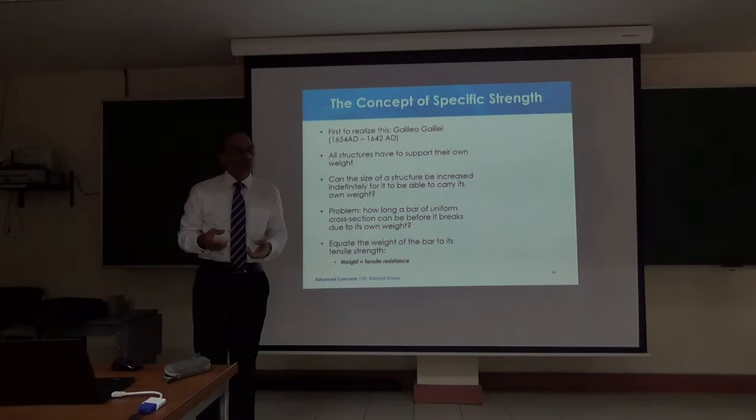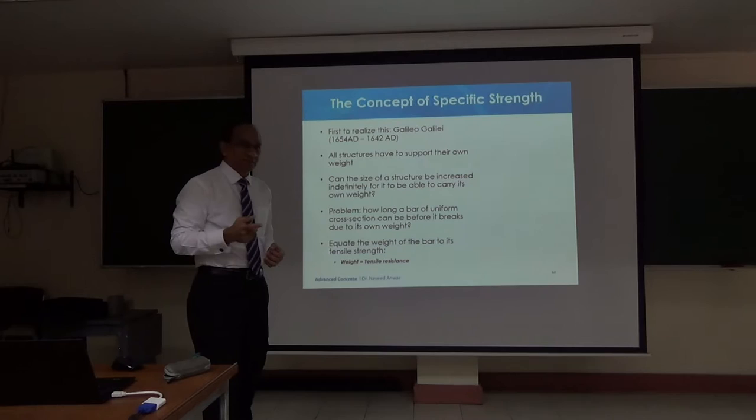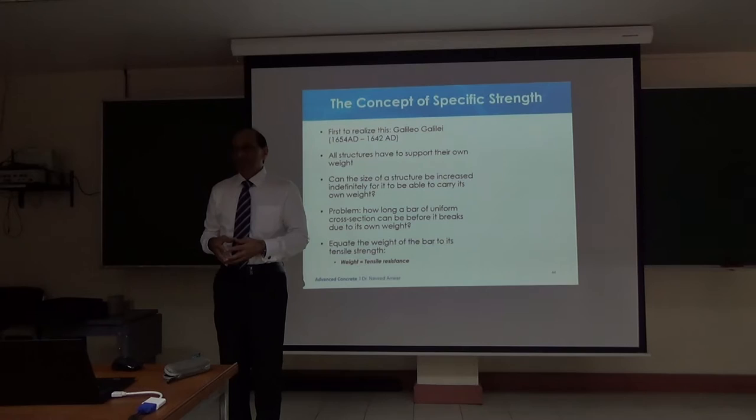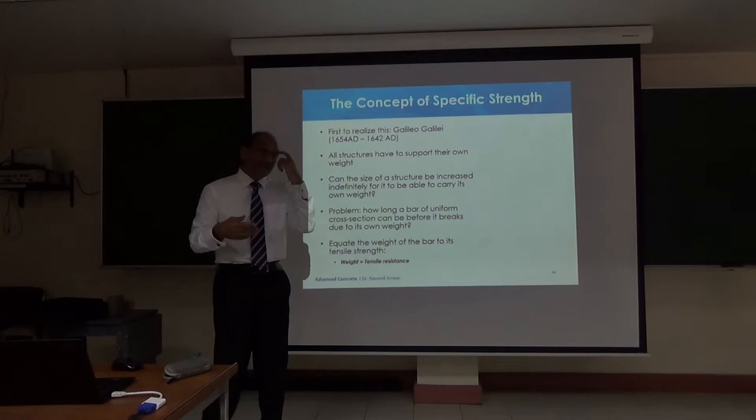For example, a long bridge. They are mostly designed to carry their own weight. The live load is not important. Any bridge whose span is more than 50 meters is controlled by the self-weight. The truck load is too small compared to the self-weight of the bridge. That means the bridge is basically carrying its own weight, and then the live load is free.